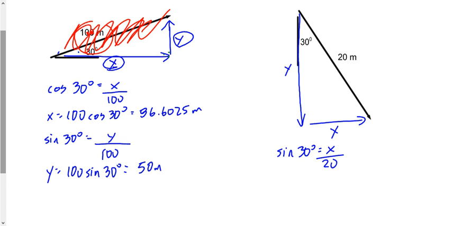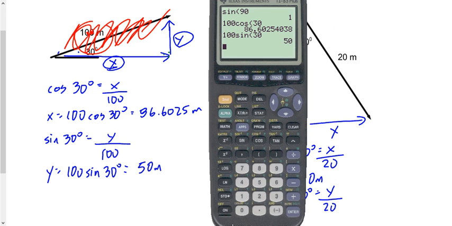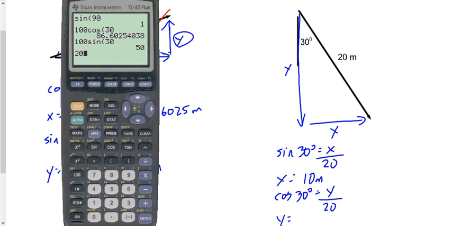Notice over here, it was cos 30 is equal to x. Here it's sine 30 is equal to x. So each triangle is a little bit different. Okay, that's going to equal 10 meters. We're going to say cosine 30 degrees is equal to adjacent over hypotenuse. 20 times cosine 30. 20 times cosine 30 gives me a value of 17.3205.